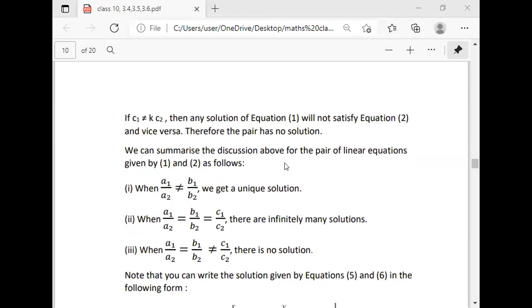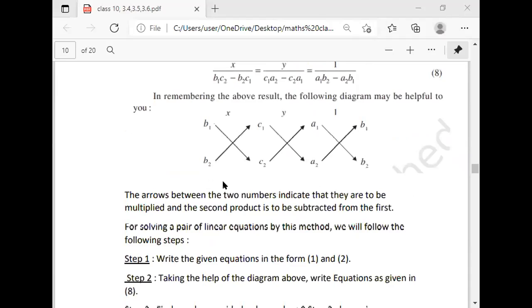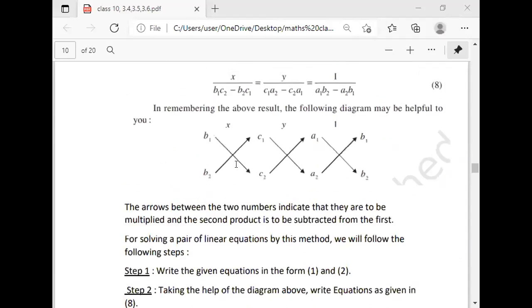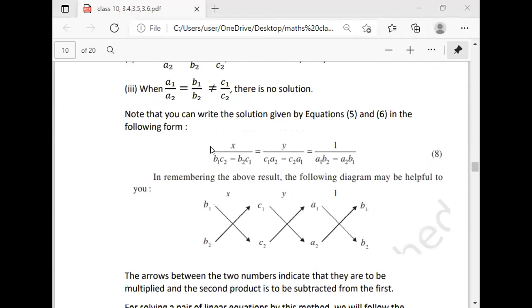So we have seen the general form in which we can write the given pair of equations, so that we can make use of this cross multiplication method, and we have seen it. And one more thing is there.